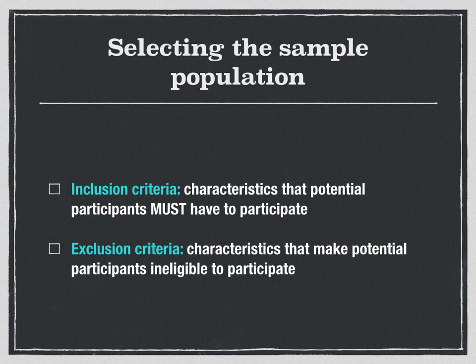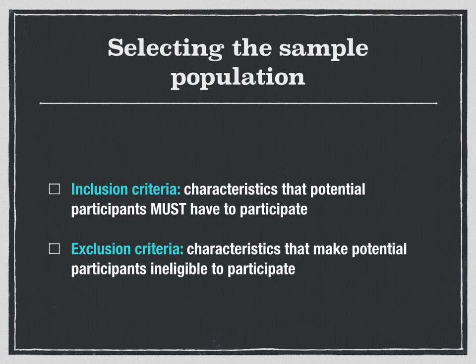So not everyone who calls in about your study will be a good fit. For example, if you're testing a binge drinking prevention program for college students, you will need to turn away potential participants who are not college students since they wouldn't be representative of your target population. This requirement of being a college student is thus an inclusion criterion, a characteristic the potential participant must have in order to participate.